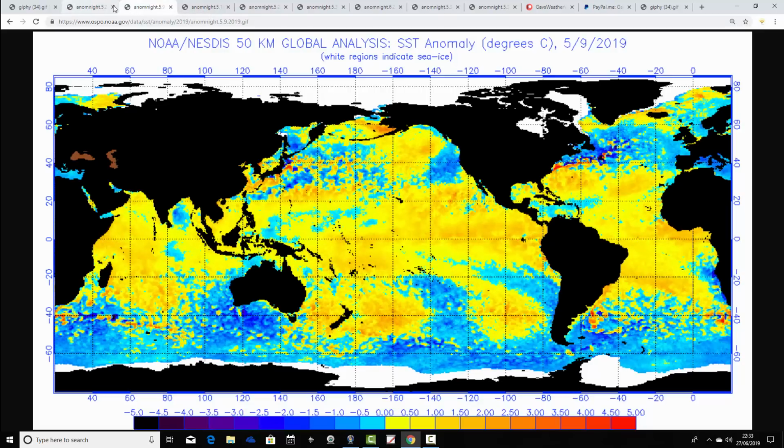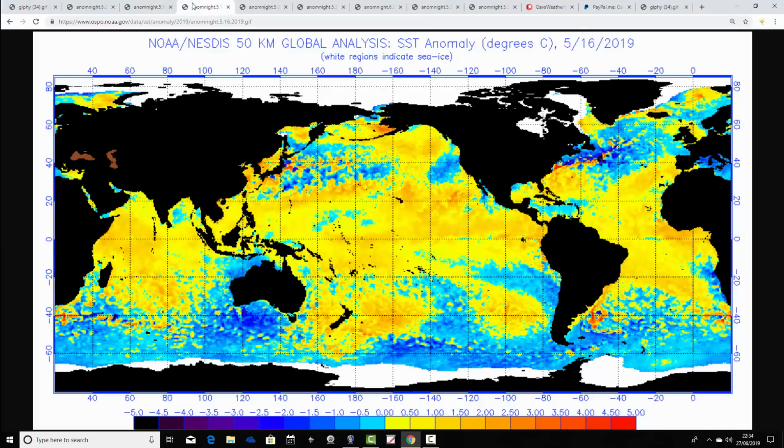This is from the 9th of May. And again, we see that it's rather cool just here. And then the rest of the Atlantic looks rather warm, really. So again, no tripole there, and that would again lead us towards a positive NAO winter forecast.